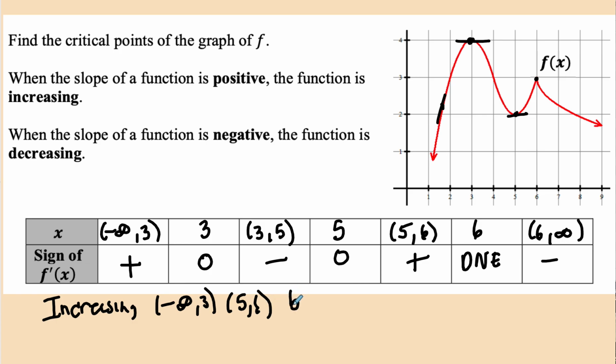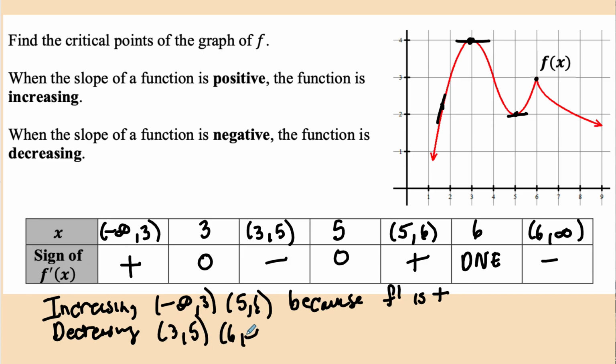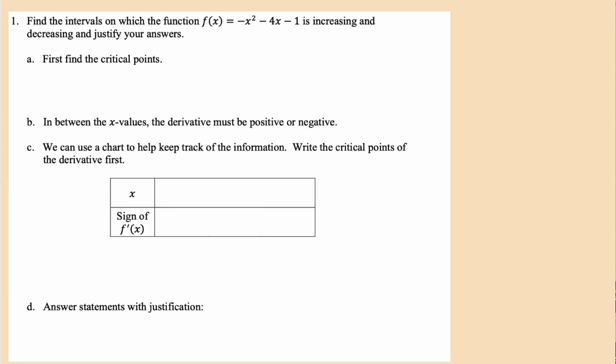because the derivative is positive. And we say decreasing intervals are 3 to 5 and 6 to infinity, and that's because the derivative is negative. So the sign of the derivative will indicate whether it's increasing or decreasing. Okay, let's go ahead and do another problem.